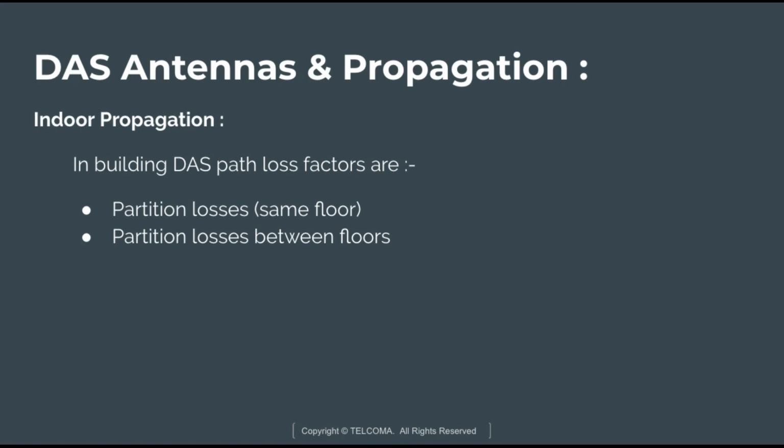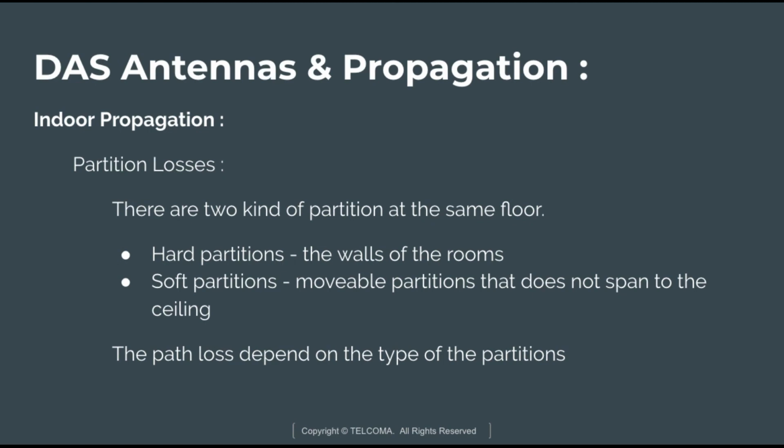The path loss factors are of two types: partition losses that occur on the same floor and partition losses between floors. There are two kinds of partition on the same floor: hard partition and soft partition. Hard partition is the wall of a room, and soft partition is a movable partition that doesn't span to the ceiling, like windows and doors. So the path loss depends upon the type of partition.